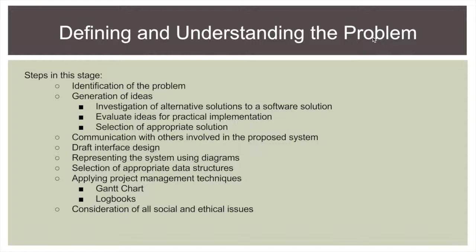We draft an interface design. So we do a set of storyboards to draft a sample interface design and see if that works for the client. We represent the system using diagrams. So these could be things like data flow diagrams or system flow charts or things like that. We select appropriate data structures. So we look at files and arrays and things like that. We apply project management techniques. We look at Gantt charts and we look at logbooks. We need to use both of those across the whole project. We start using them here. And we consider all the social and ethical issues that could arise through the creation of this project.